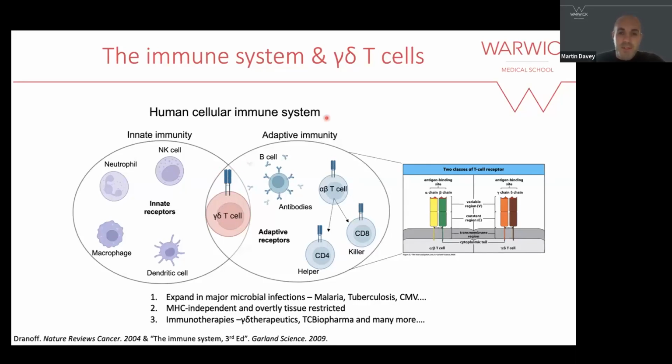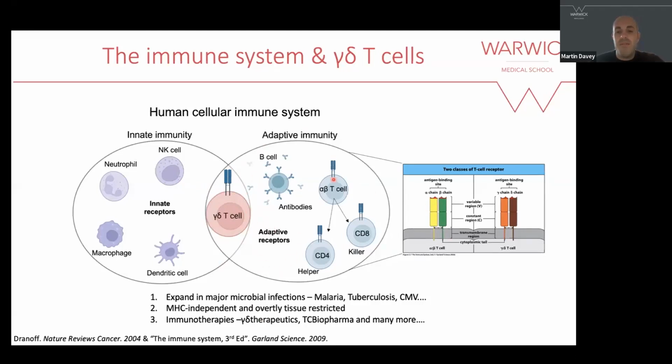But where do gamma deltas really sit within this sort of system? Well, it's long been thought that they sit at the interface because they utilize specific receptors in a sort of innate kind of way. And the receptors I'm talking about are an adaptive receptor.